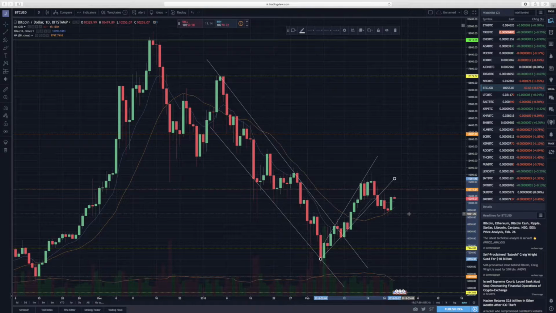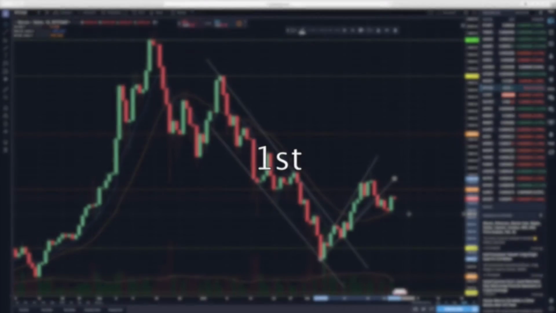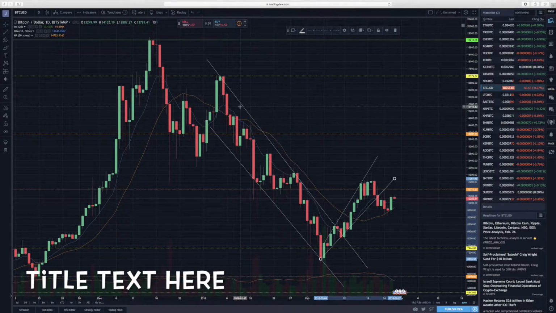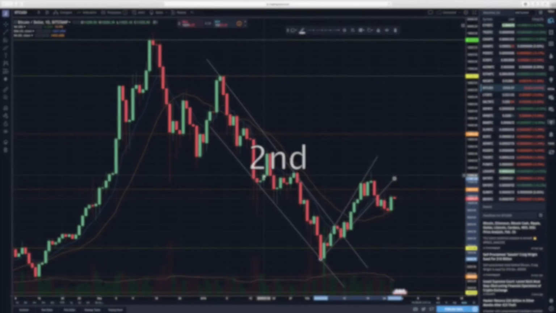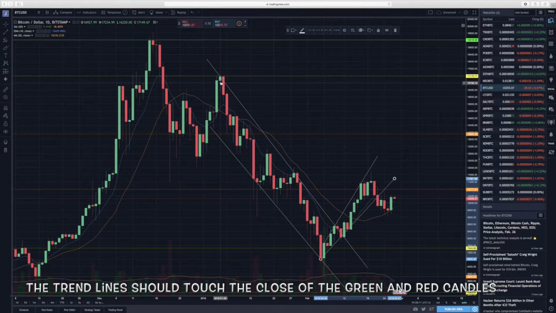So yeah, with that being said, here are the key concepts that you should take from this video. The upper trend line should be touching the greens. The lower trend line should be touching the reds. Also, the trend line should be going from the close of the market. Upper trend line touching the close of the greens. Lower trend line touching the close of the reds.